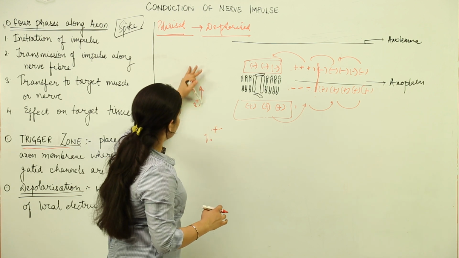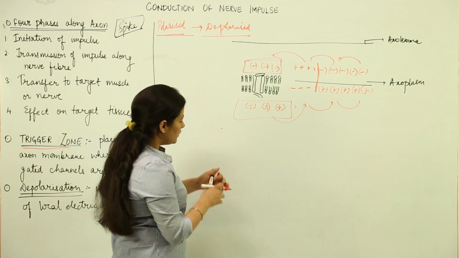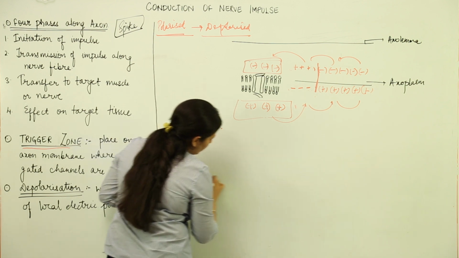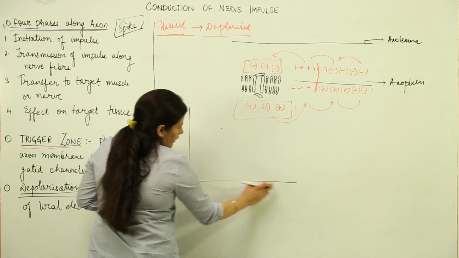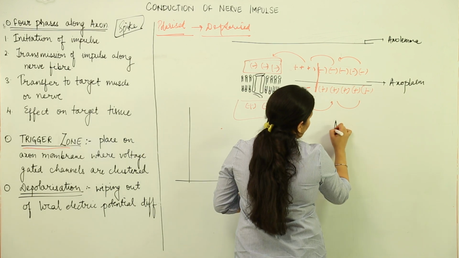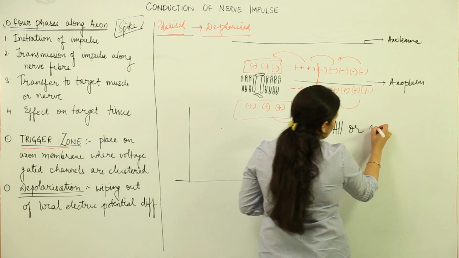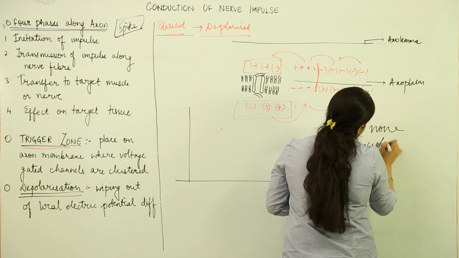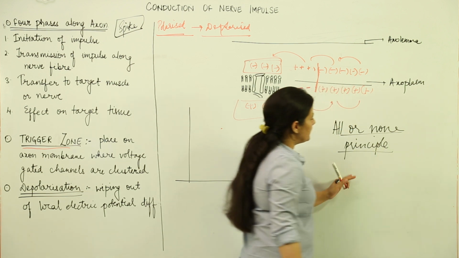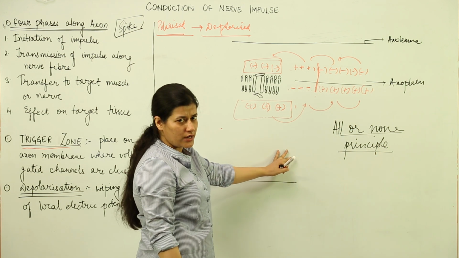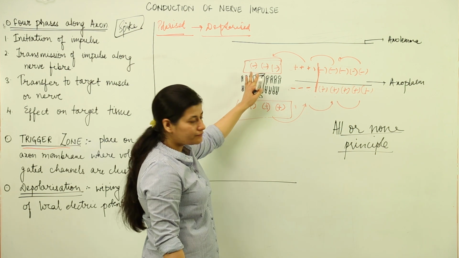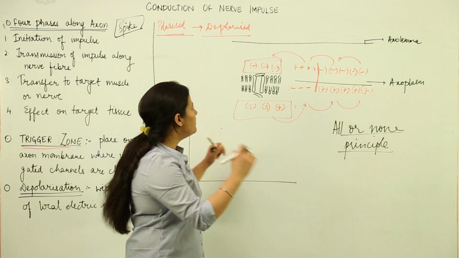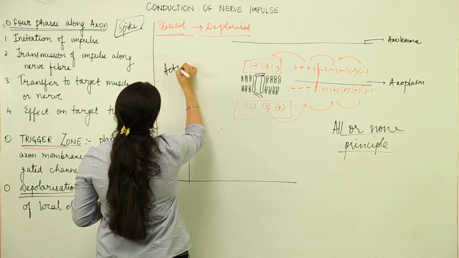Now if I have to represent it graphically, it would be such. We know that there is an all or none principle. If you don't know, no problem, because by now it is very clear what the all or none principle is. Once it has started over here, it would move further. It needs a minimum potential, it needs a minimum action potential.